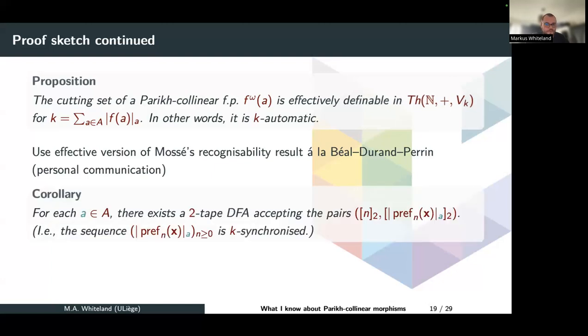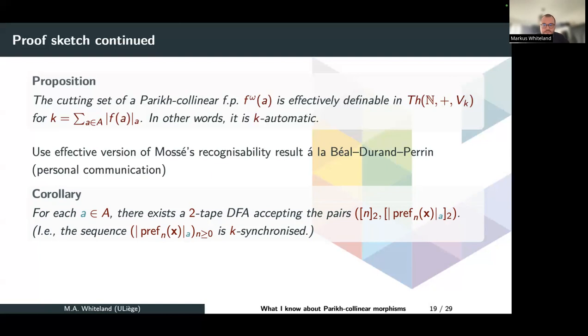And well, as a corollary, we get that if we look at the sequence of integers of the pairs of the integer n and the number of occurrences of the letter a in the prefix of length n of an infinite word, there is a two-tape deterministic finite automaton that accepts these pairs. So in other words, this sequence is k-synchronized.